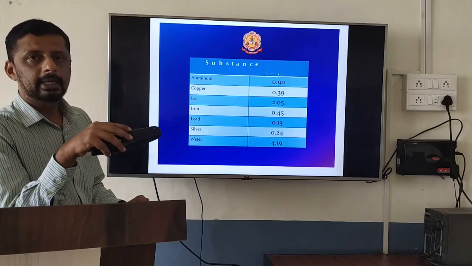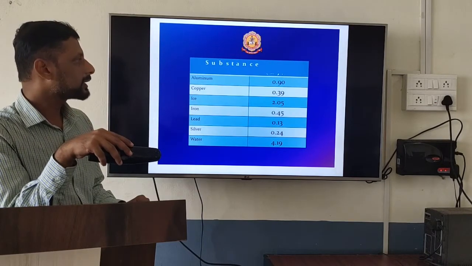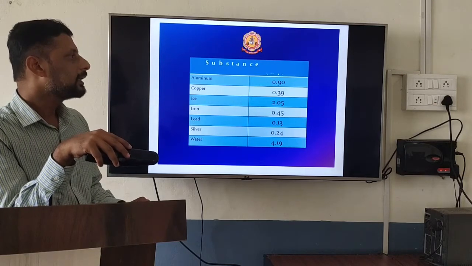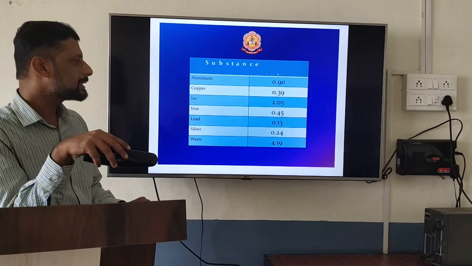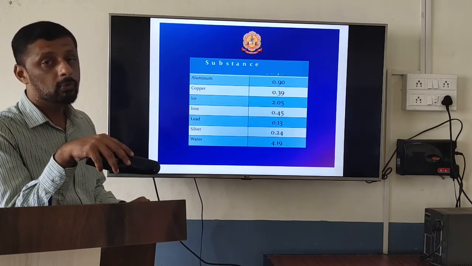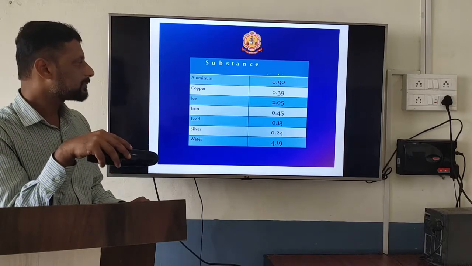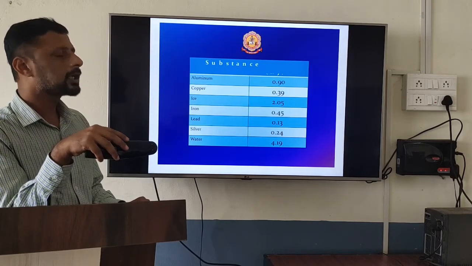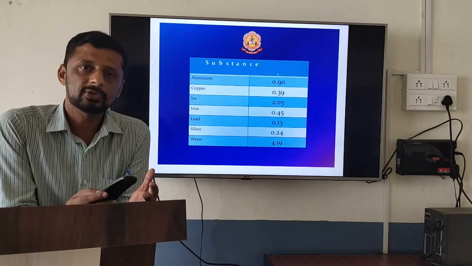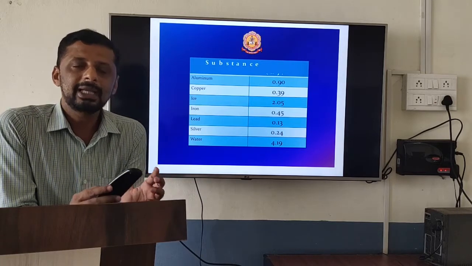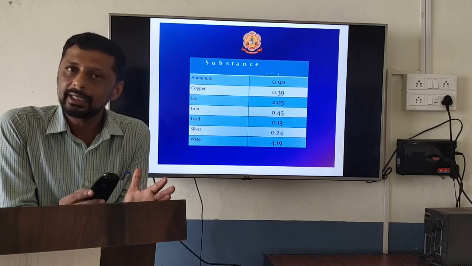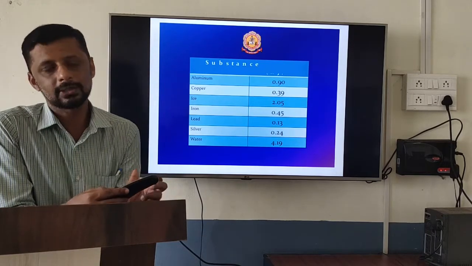Next, the table shows the value of specific heat for different materials. For example, for aluminum it is 0.9, copper 0.39, ice 2.05, iron 0.45, lead 0.13, silver 0.24, while for water the specific heat value is 4.19. What does this indicate? The specific heat value of water is very large when compared to the other metals. What does it indicate? Water takes more time to heat as well as what? More time to cool also. So that's the inference. Since the specific heat of water is very large, it takes more time to heat as well as more time to cool.